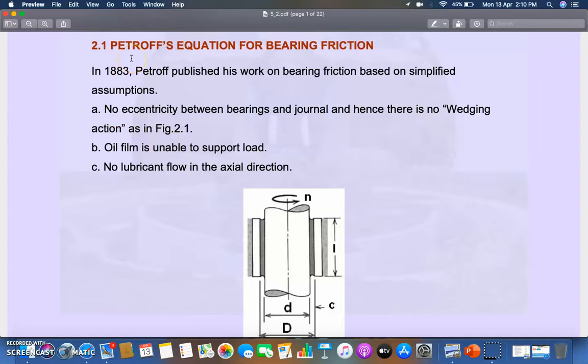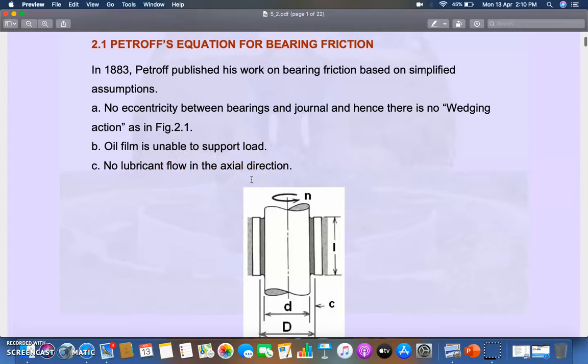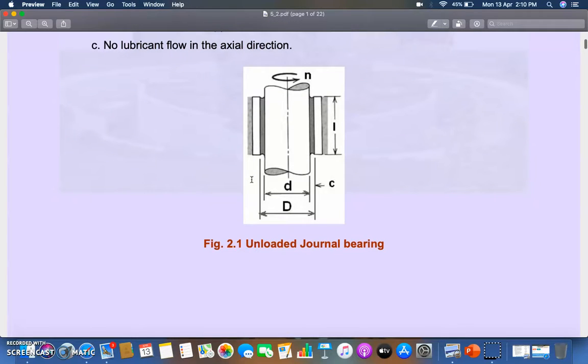As you all know, Petroff's equation is the basic equation for bearing friction calculation, and this work was published in 1883 on bearing friction based on simplified assumptions: no eccentricity between the bearing and journal, meaning there will not be any kind of wedging action between them, and the oil film will be stable to support the load; and no lubricant flow in the axial direction, meaning there will not be any kind of flow in the axial direction.